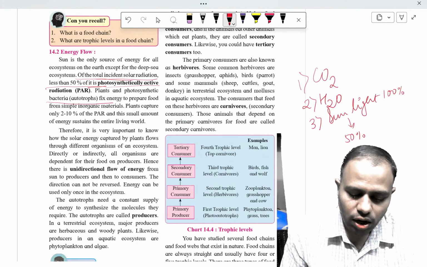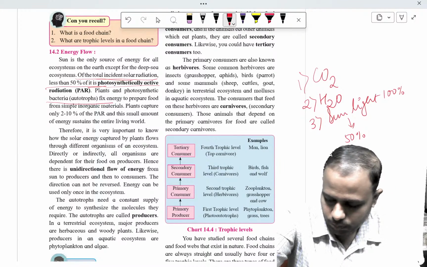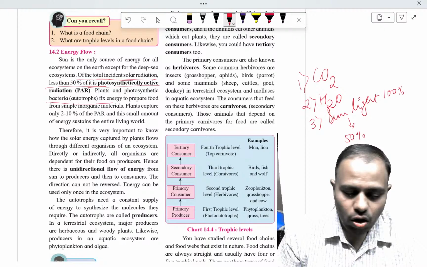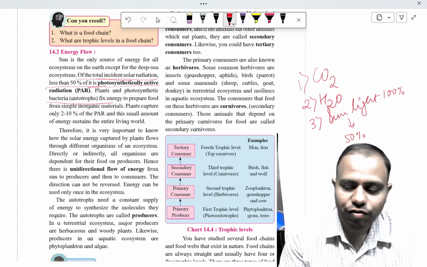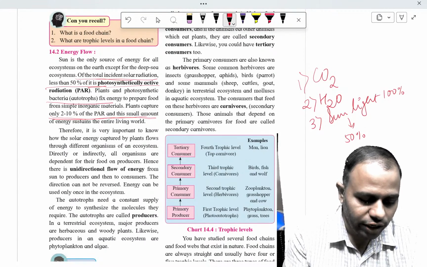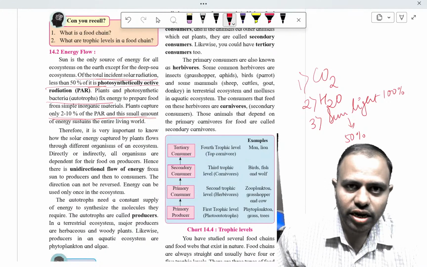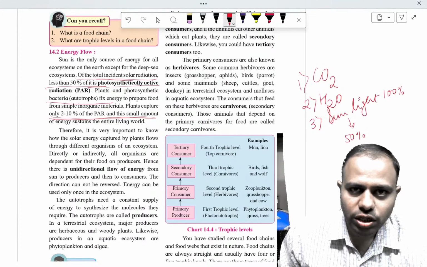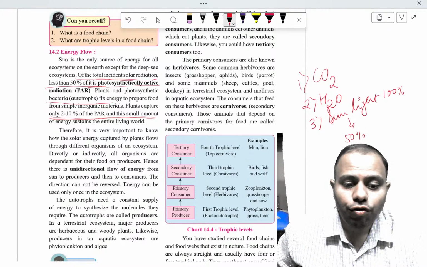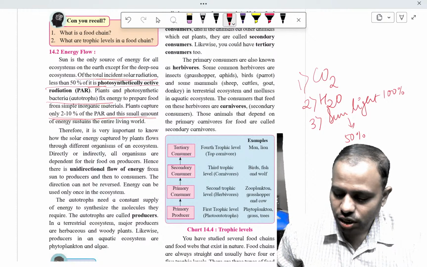All the autotrophs means what organisms? It may be photosynthetic bacteria, or all kinds of plants that fix the energy. Out of this, only 2 to 10% of the photosynthetically active radiation is taken up by plants. So you can imagine, the amount of sunlight that is used is very less.